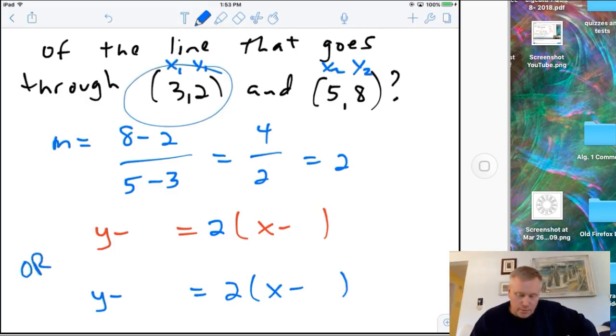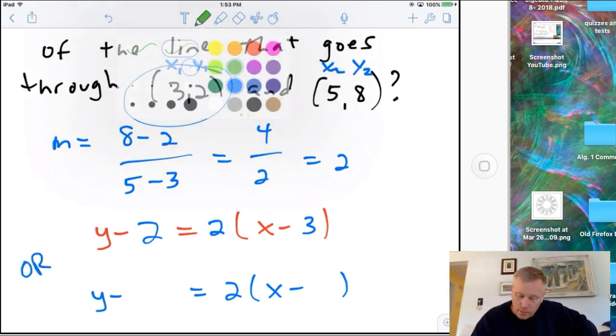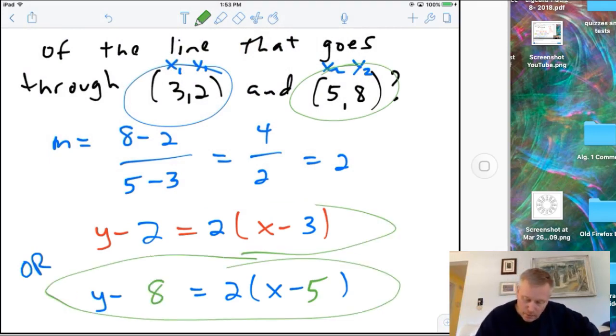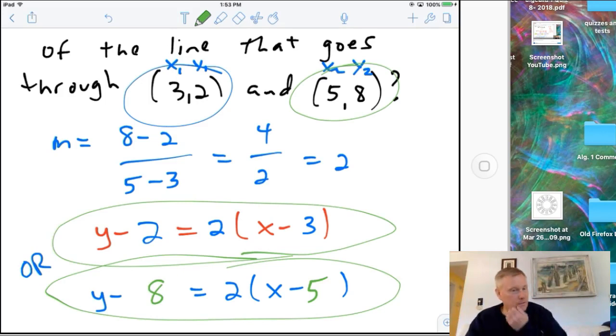I'm going to do it first with this one, 3, 2. So 3 is the x, 2 is the y. There's one answer. Suppose I wanted to do it with the other point. I'll do the other one in green, which would be the 5, 8. So 5 is the x, 8 is the y. Either that one or that one. In fact, there's probably an infinite number of correct answers there since a line has an infinite number of points in it. I'm going to show you how to graph this just for a quick minute.